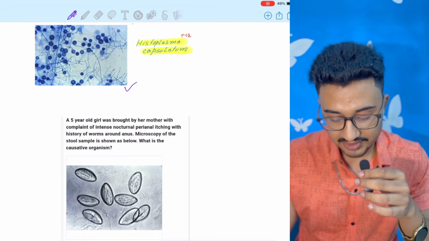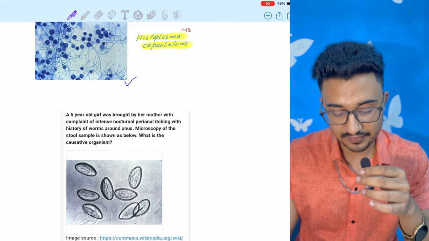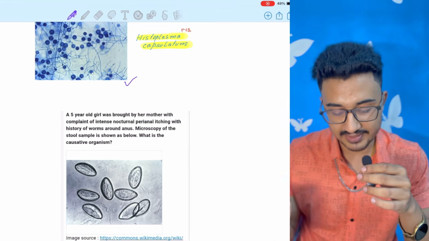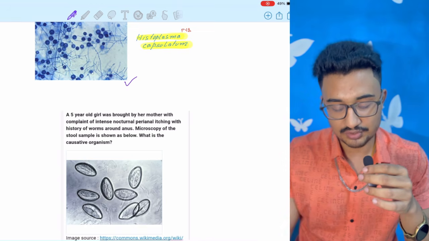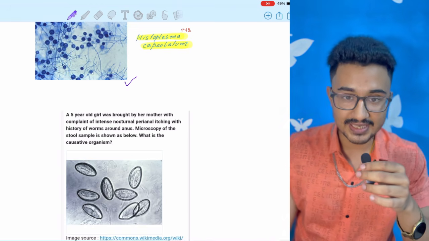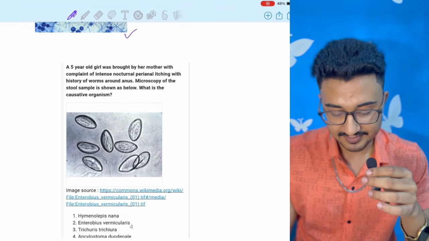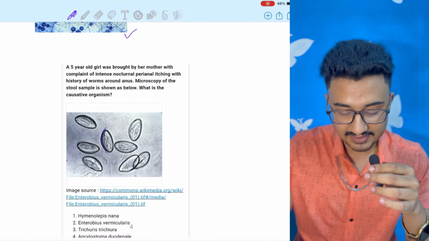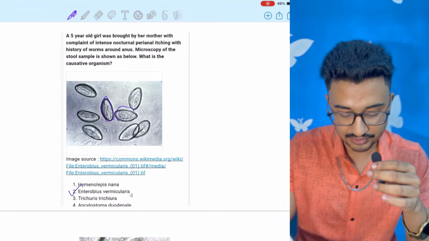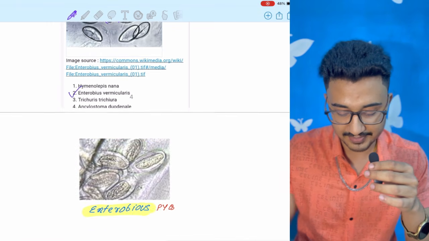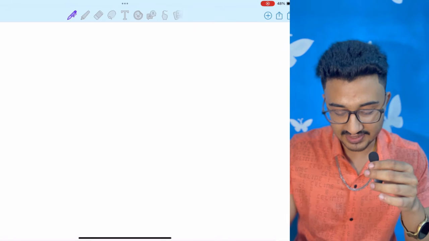A 5-year-old girl is brought by her mother with complaints of intense nocturnal pruritus. Microscopy of the stool sample shows these eggs. Nocturnal pruritus in the perianal region suggests Enterobius, and the D-shaped, lens-shaped eggs are also seen in Enterobius. So the answer is Enterobius vermicularis, and this was also given in my digital image bank.